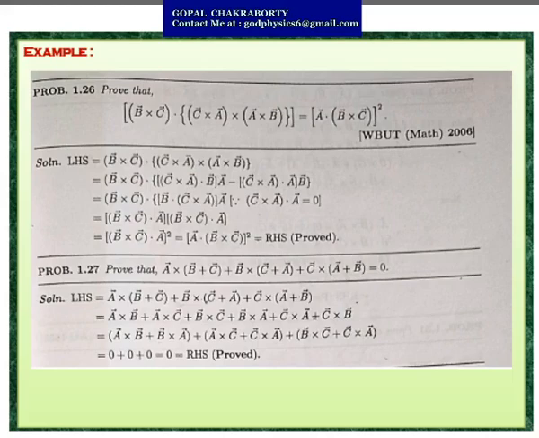Now if you take common: A cross B plus B cross A, plus A cross C plus C cross A, plus B cross C plus C cross B. As you know, A cross B is not equal to B cross A, but that value is the negative one, and similarly for the others. So they will cancel each other out. From there, the first part is 0, the second part is 0, and the third part is 0, which makes the right hand side equal to 0.